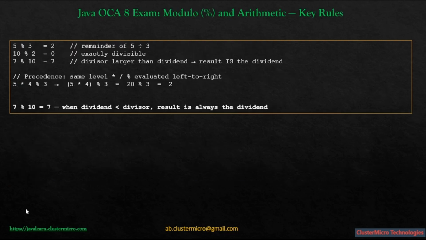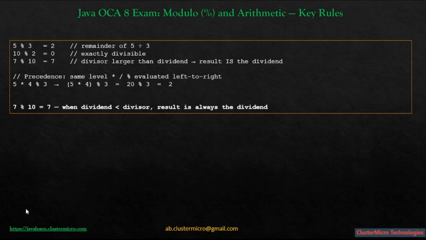Now let us discuss modulo and arithmetic key rules. The modulo operator, that is the percentage, returns the remainder after division, right? For example, 5 modulo 3 equals 2 because dividing 5 by 3 leaves a remainder of 2. Similarly, 10 modulo 2 equals 0 since 10 is exactly divisible by 2 and nothing is left over. A case that sometimes surprises people is 7 modulo 10, right? The result is 7 because 10 goes into 7 0 times, so the entire value of 7 remains as the remainder.